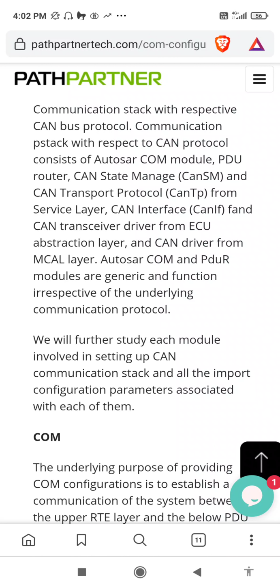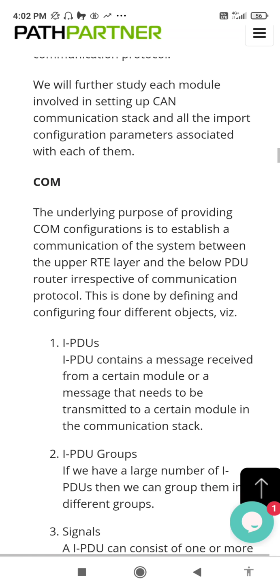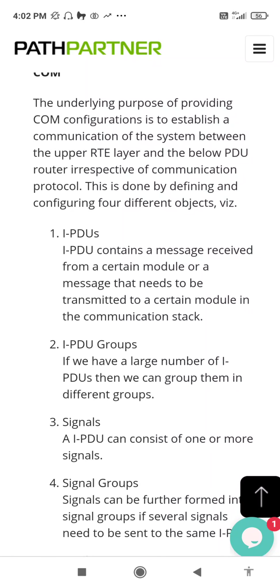This is done by defining and configuring 4 different objects, viz. IPDUs. An IPDU contains a message received from a certain module or a message that needs to be transmitted to a certain module in the communication stack. IPDU groups. If we have a large number of IPDUs, then we can group them in different groups. Signals. An IPDU can consist of 1 or more signals. Signal groups. Signals can be further formed into signal groups if several signals need to be sent to the same IPDU. COM module contains 2 main containers, COM_general and COM_config.